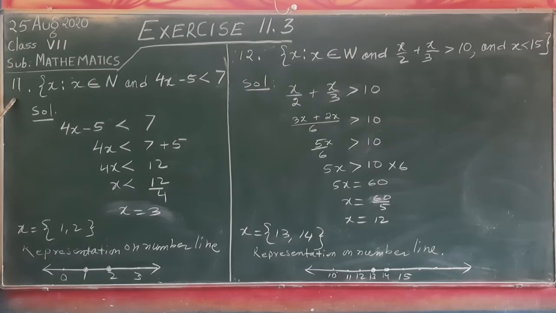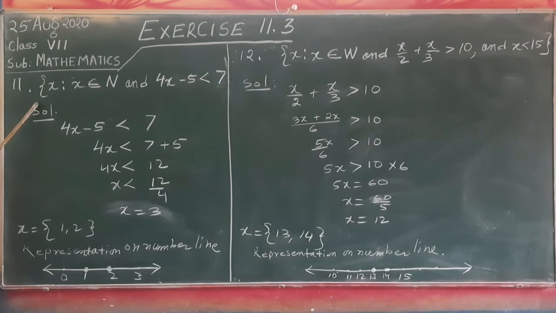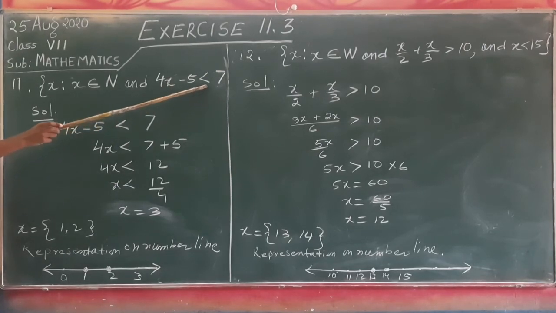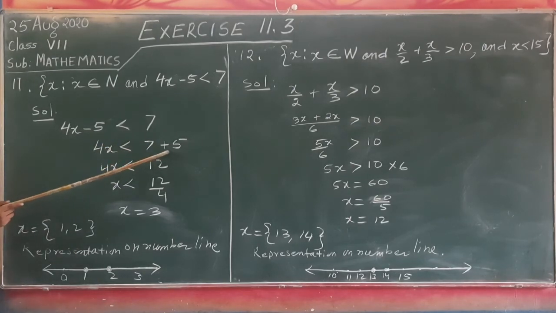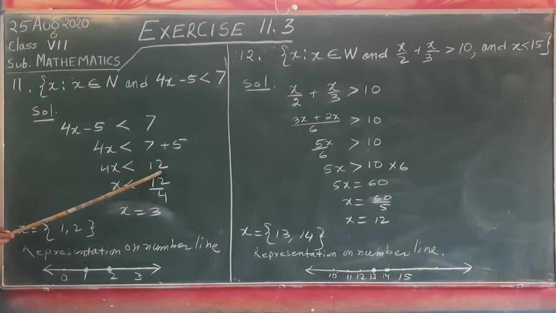11th question. If you see, it looks like the set chapter that we have studied, and it is in set builder form. x is such that x belongs to natural numbers, and 4x minus 5 is less than 7. So that is the inequation. In the solution, we will only copy the inequation. 4x minus 5 is less than 7. So on transposing 5 to the other side, we get what? Plus 5. And in the next step, we get 4x is less than 12.